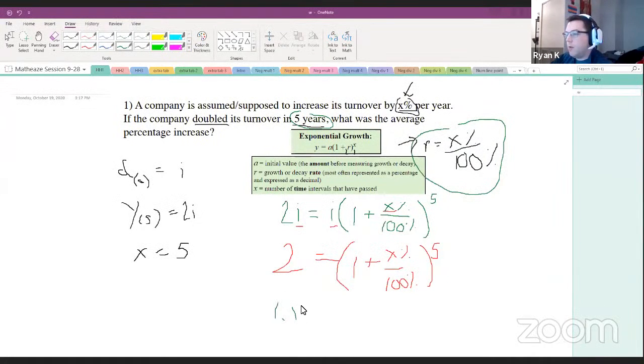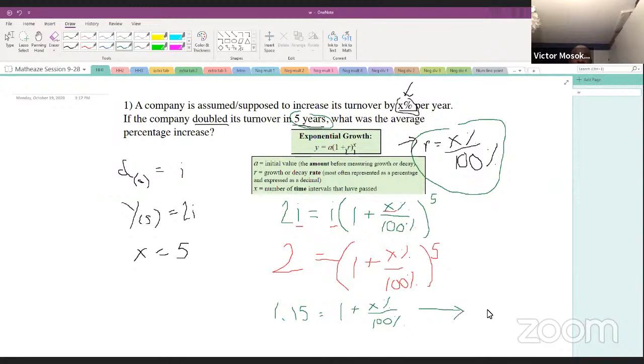1, so that's about 1.15 if you round it. And that's equal to our inner brackets here of 1 plus x% over 100. And then if you just subtract off your 1 on both sides and multiply by 100%, you'll be left with that 15% that I rounded up to.